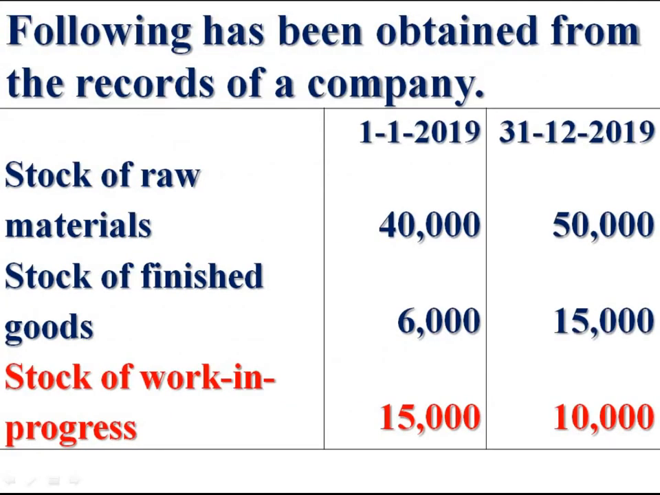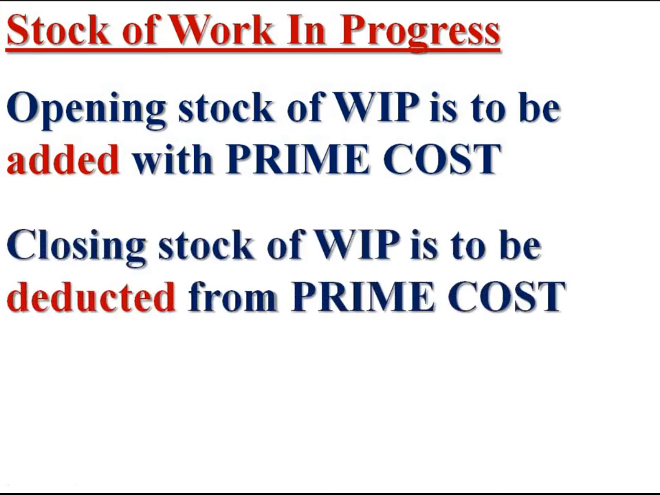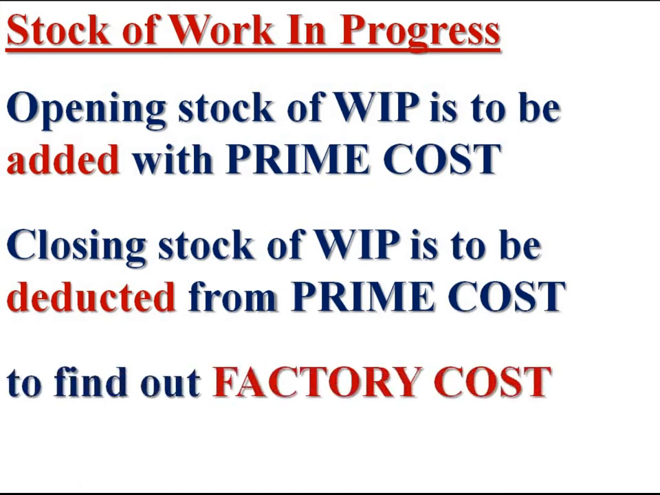Then we are given stock of work in progress. The opening and closing stocks of work in progress are taken to find out factory cost. Along with the factory overhead, add open stock of work in progress with prime cost. Deduct closed stock of work in progress from prime cost. We get factory cost. Prime cost plus factory overhead plus open stock of work in progress less closed stock of work in progress is equal to factory cost.